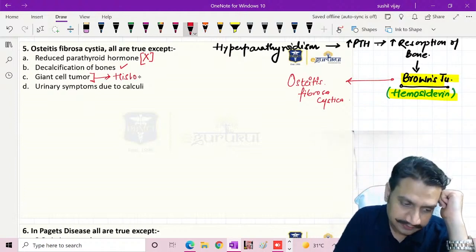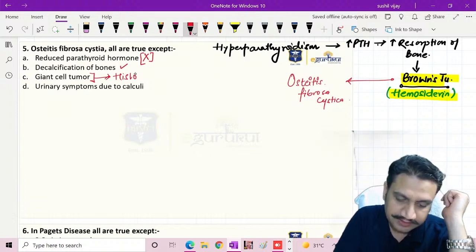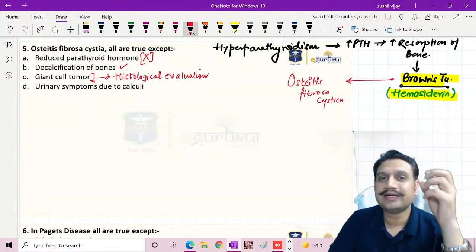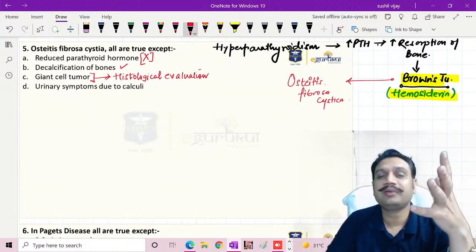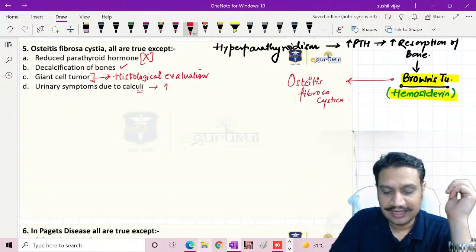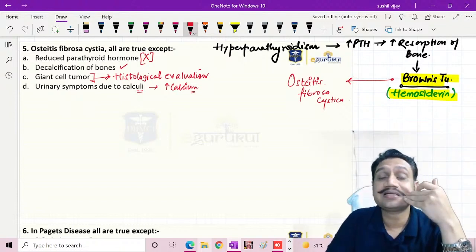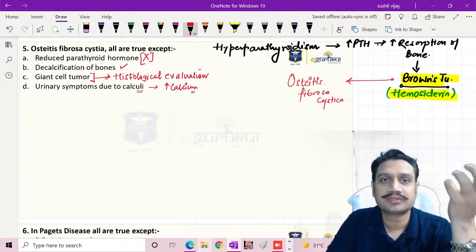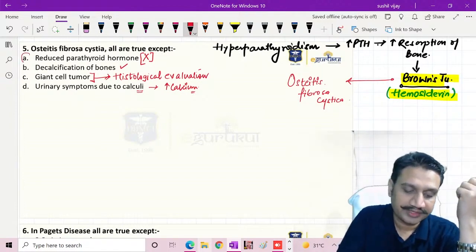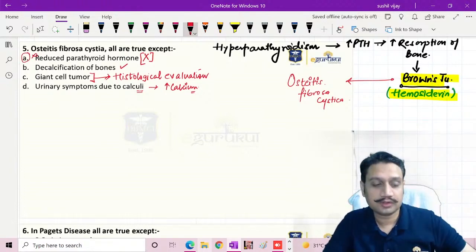When you take a histological sample and see the cells under the microscope, you will be able to see the giant cells, right? Urinary symptom due to calculi, yes, and this is all happening because of the increased calcium. When there is an increase in the calcium, there will be increased chances of renal stones, abdominal groans, psychic moans, right? So stone chances will be increasing. So what is wrong over here is this option. I hope I'm clear with the fifth one also.